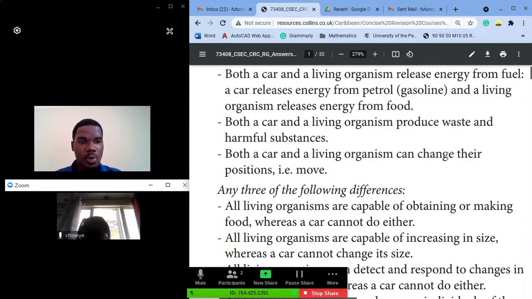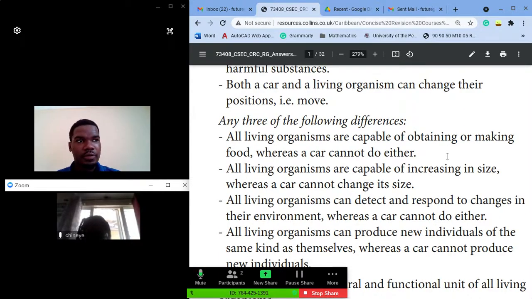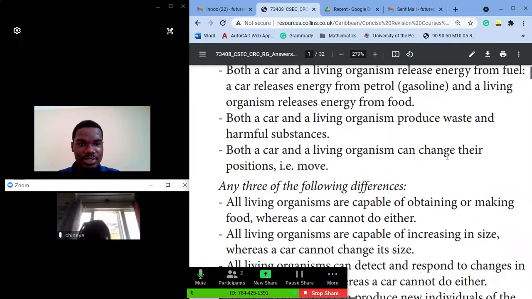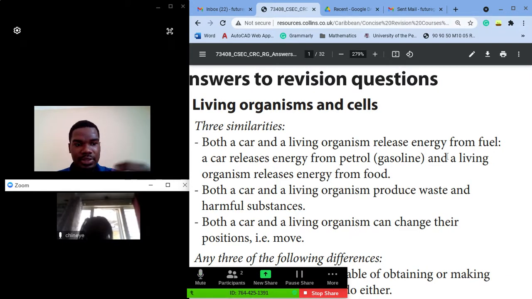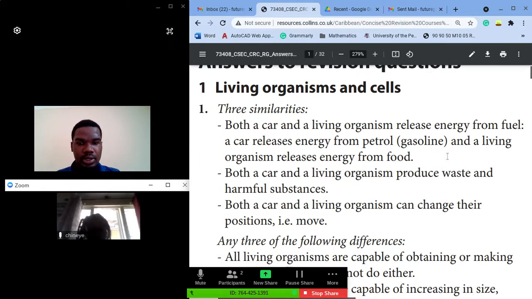Alright? What do you put inside your body now in order for you to walk around and study and do all your daily activities? What do you need to fuel your body? Nutrients? Yeah, food. If you don't eat, you can't actually do any activities. So that's one similarity, right? They both need energy, or they both release energy from fuel. All right? The next one.